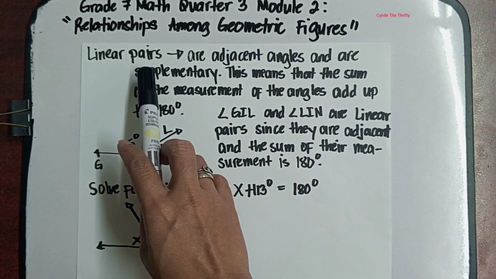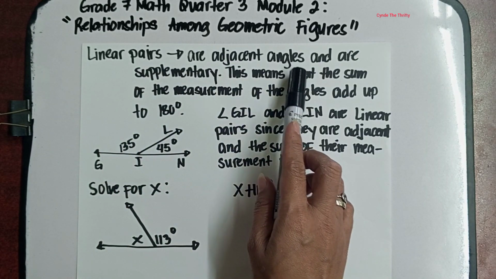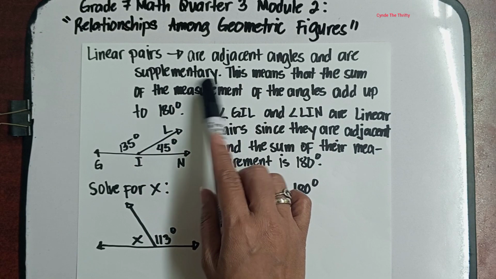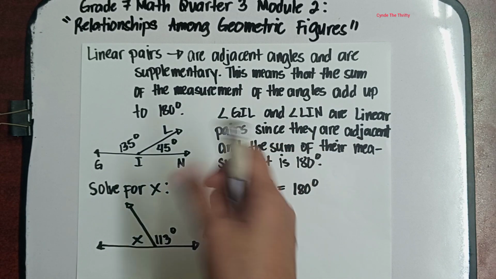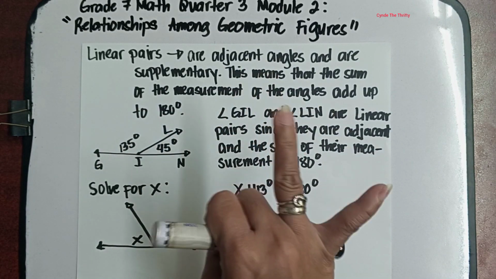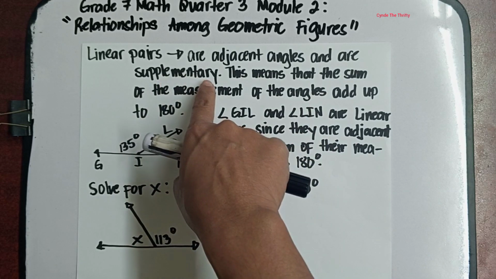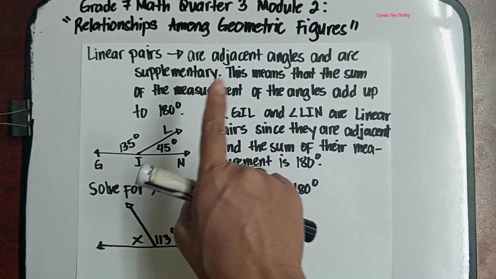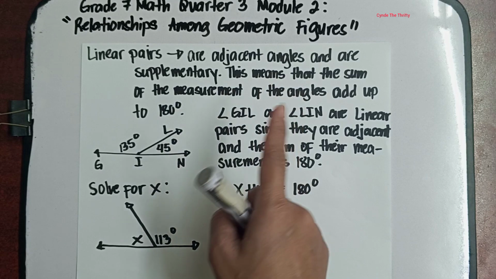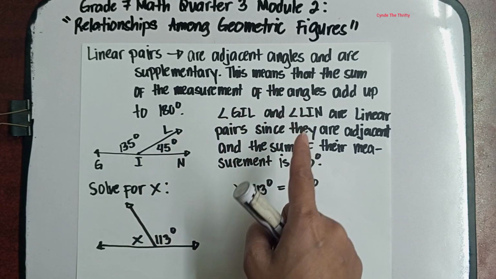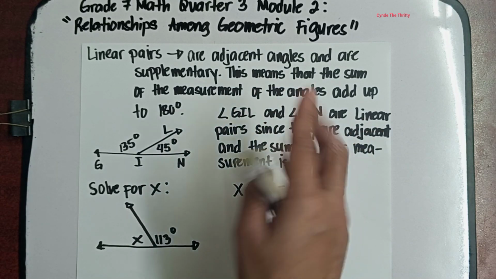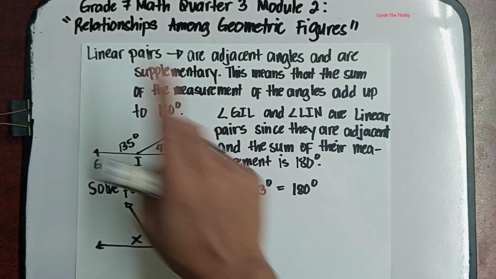Linear pairs are adjacent angles and are supplementary. Again, ano yung adjacent angles? Mag-share sila ng common side at common vertex. And supplementary. Ano yung supplementary? Ang total sa measurement ng kanilang angle ay 180 degrees. Okay, so yun ang tatandaan nyo kapag linear pairs ang pinag-uusapan natin.